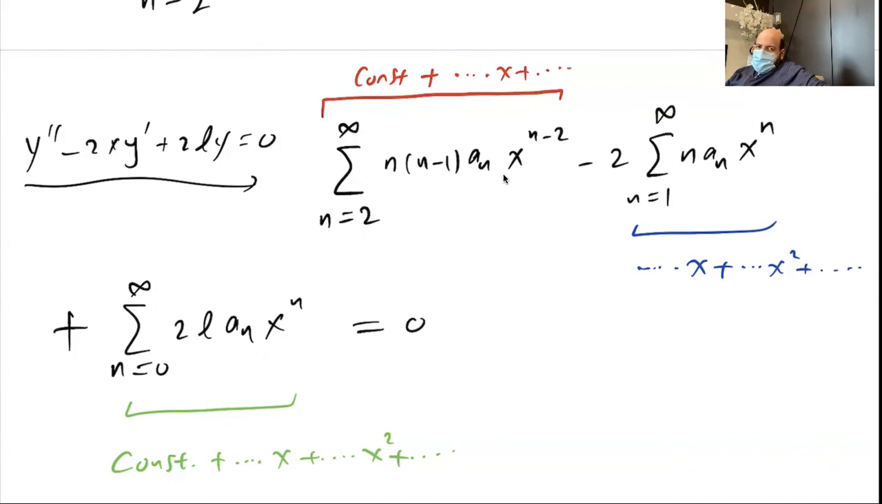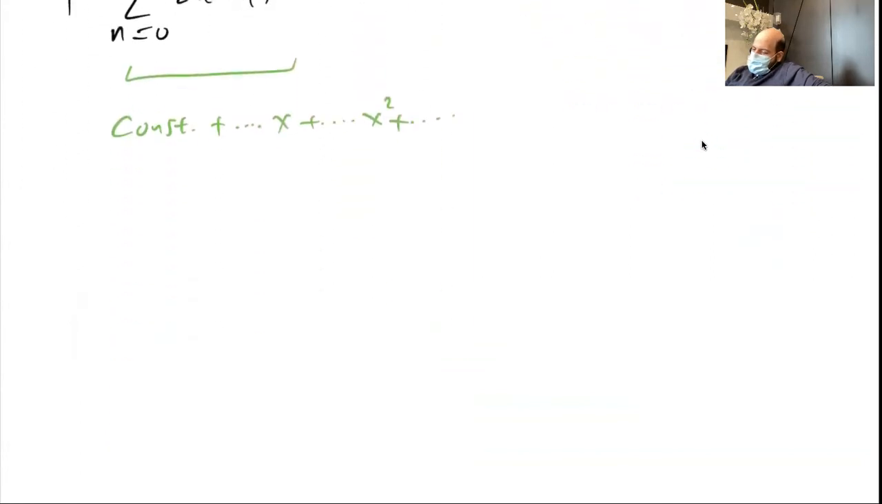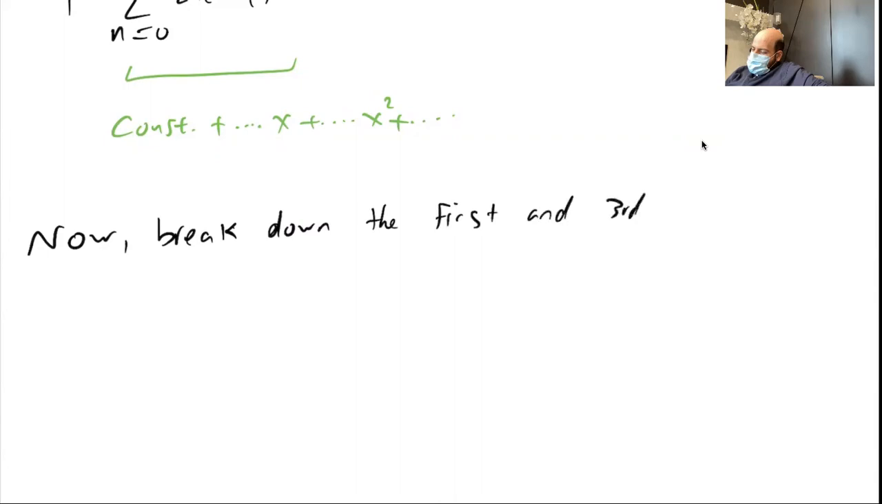So let me break down this sigma and this sigma as a constant term plus some x terms. Then I can separate the constant terms together, and then combine the remaining terms and write them as one sigma. So I can say now, break down the first and third sigma above as a constant term plus remaining terms.